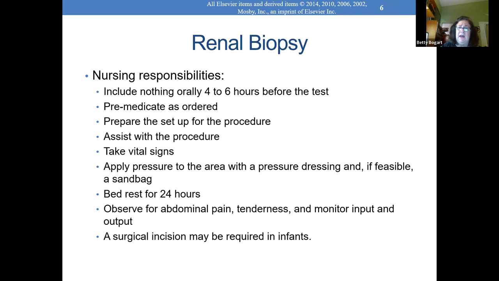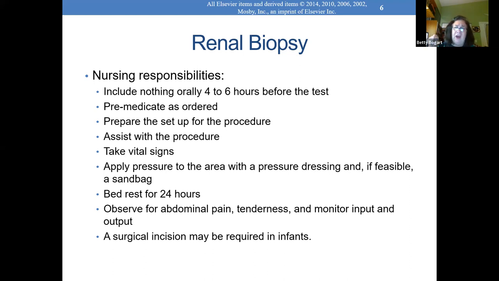Now, when it's done, very similar to a cardiac cath post-op, we're going to have a pressure dressing over the kidney. We're going to make sure there's no drainage, which would be mostly urine. Sometimes it's blood, but mostly urine. So if we can put a sandbag there, it would be good. Bed rest 24 hours, just like cardiac cath.